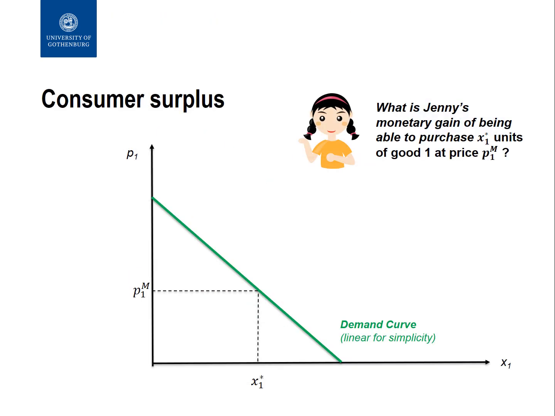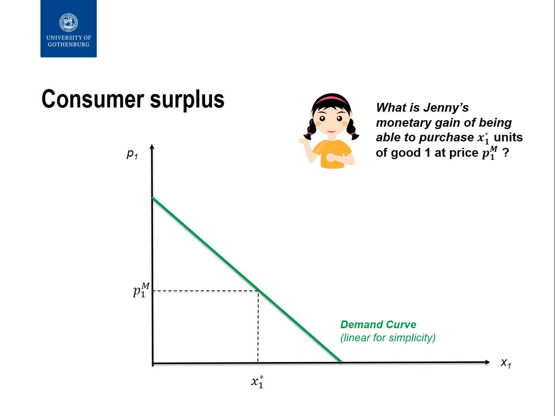Now that we have derived the demand curve, let's determine Jenny's consumer surplus. For the sake of simplicity, we assume here that the demand curve is linear. If the market price is P1M, Jenny is willing to consume x1 star. What monetary gain does Jenny have when she purchases x1 star units of good 1 at price P1M? This is what the consumer surplus actually says.